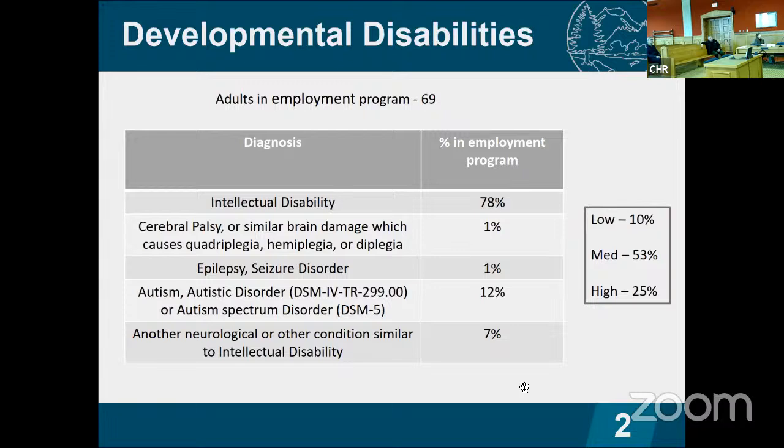So this is adults only, so there's a fair amount of history that leads to the diagnosis. Yes, but for DDA services, that diagnosis has to have happened before they turn 18. Okay. Yeah.